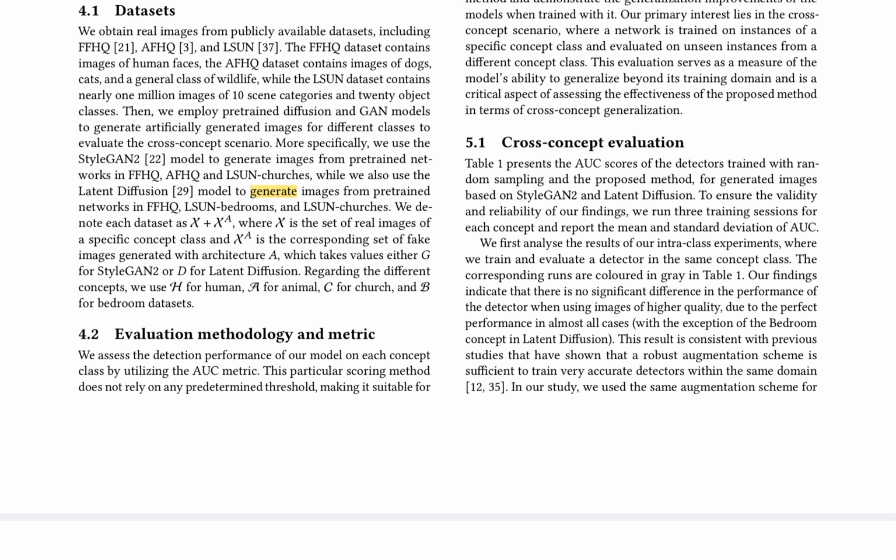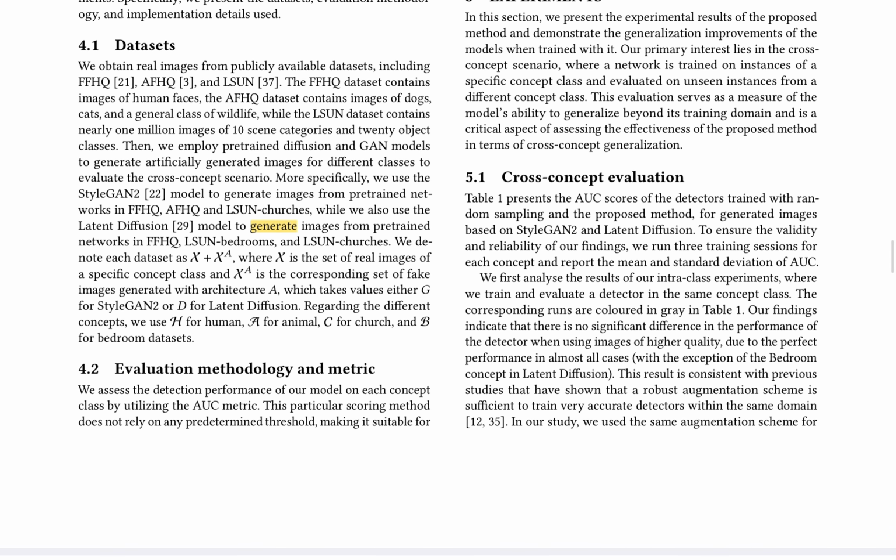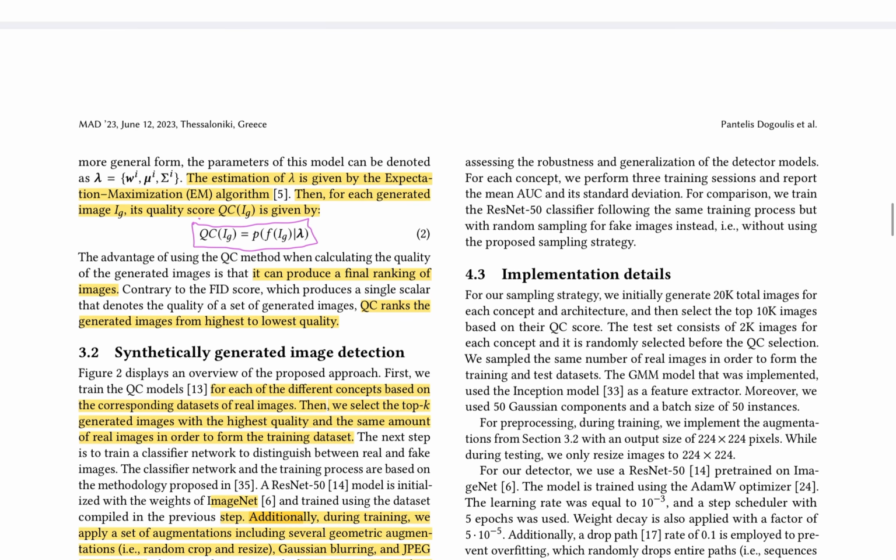Evaluation methodology and metrics: we use the detection performance of our model on each concept class by utilizing the AUC metric. This particular scoring method does not rely on a predetermined threshold, making it suitable for assessing the robustness and the generalization of the detector models. For each concept, we perform these training sessions and report the mean AUC and its standard deviation. For comparison, we train the ResNet 50 classifier following the same training process but with random sampling for fake images instead, that is without using the proposed sampling strategy.